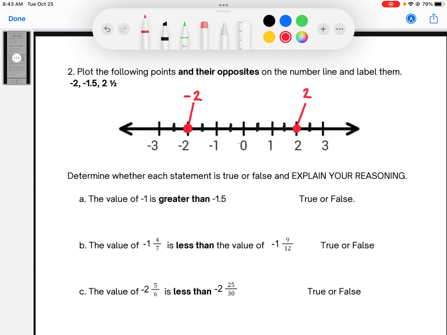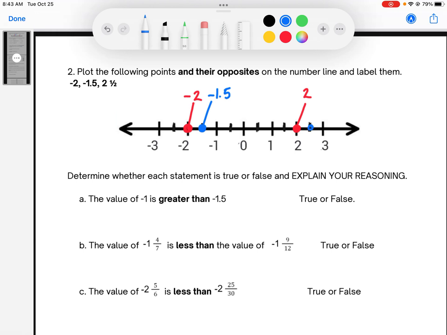All right, I'm going to do another color since I have that option. -1.5. Now, I see a lot of people making a mistake on this one because remember, negatives are opposite rules. So a lot of people are wanting to put it in between 0 and 1. But remember, 1.5, that's in between 1 and 2, right? If you had a sibling that was 1.5 years old, they would be older than 1 but younger than 2. So that would be right here directly in between -1 and -2, right? And that's -1.5, which is the same as 1.5.